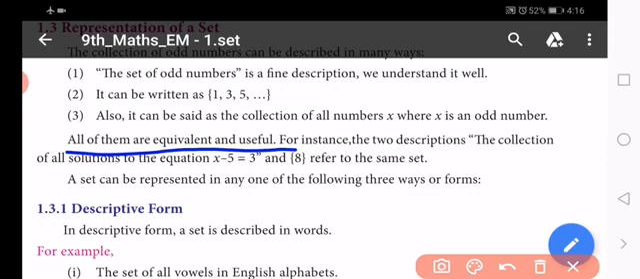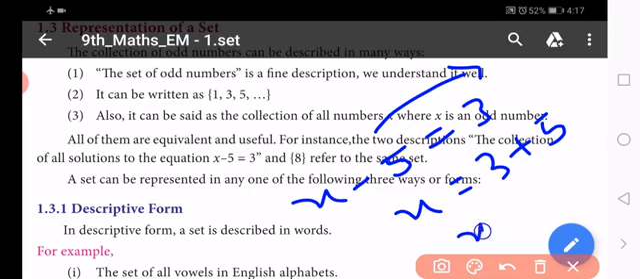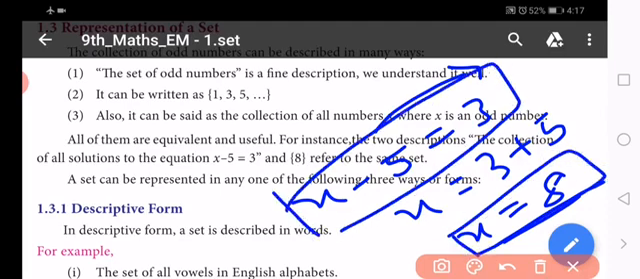For instance, the two descriptions, the collection of all solutions to the equation x minus 5 equal to 3, and within braces 8, refer to the same set. Because if x minus 5 equal to 3, therefore x equal to 3 plus 5, since minus 5 goes to the right side as plus 5. Therefore x equal to 8. So these two are equivalent.